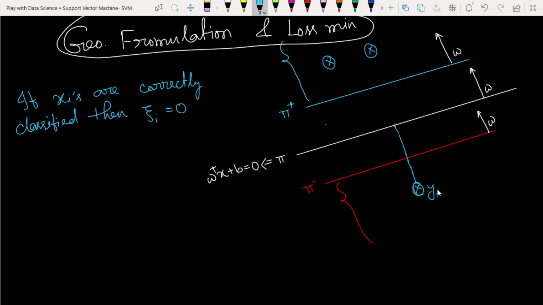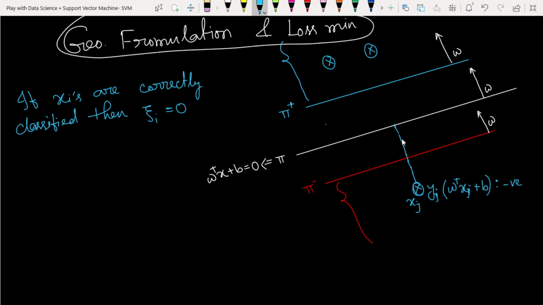So for this point, yi w transpose xi plus b. Suppose let's take it's a point xj. So here yj into w transpose xj plus b will be what? This value will simply be negative, because the direction of w is the positive direction, but this point is in the opposite direction of w, and as well it is a misclassified point. Simply, this value is negative.